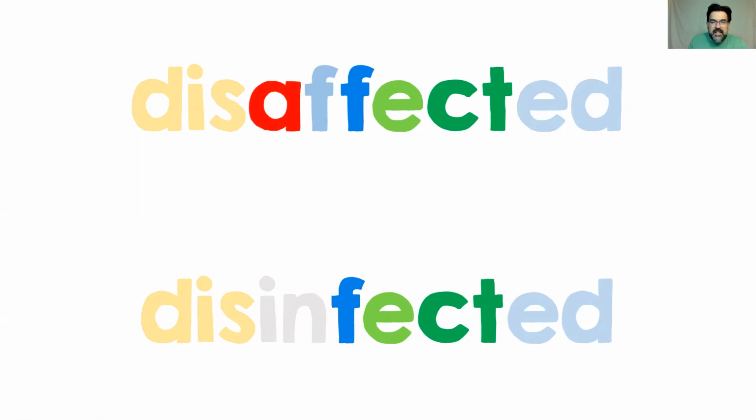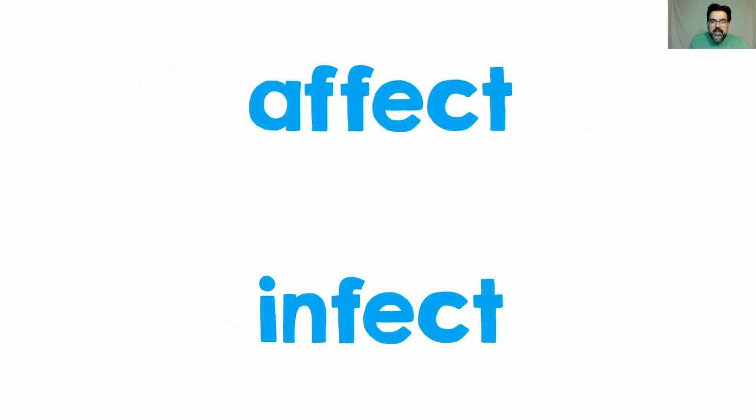Disaffected has an A. Disinfected has an N. See it? Now, let's take a look at the root words. These are both verbs, affect and infect. Affect is from the very old language, Latin, and then it became a French word, and we picked it up in English from the French language. To affect means to act on, to move someone, to influence someone.